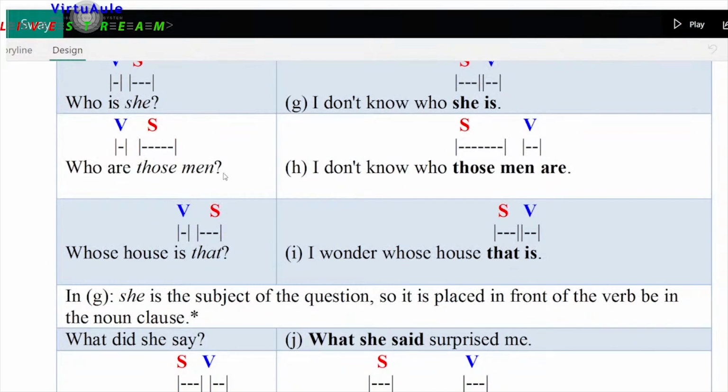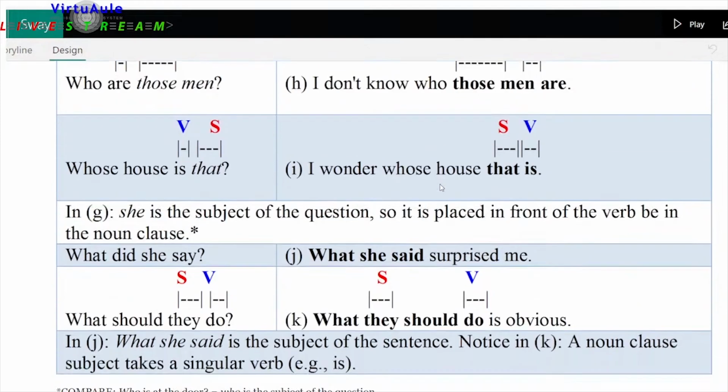Who are those men? This time we have the plural verb, to be, are, followed by the subject, those men. Who are those men? In the noun clause H, I don't know who those men are. Those men, the subject, now is followed by the verb are. I don't know who those men are. We have the normal subject verb order, like an affirmative.